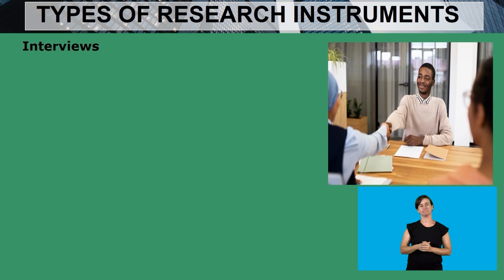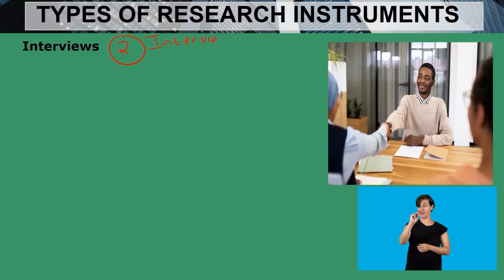All right, the second type of research instrument that we can use is interviews. Interviews, another way whereby we can get the information that we need. Remember, with interviews there are two people: there's an interviewer and there's an interviewee. In this instance, I am the interviewer, and you are the interviewee. So I'm interviewing you because I'm the one who wants to sell, or who's coming up with this business idea. I hope you've got that in mind. All right, let's move on.